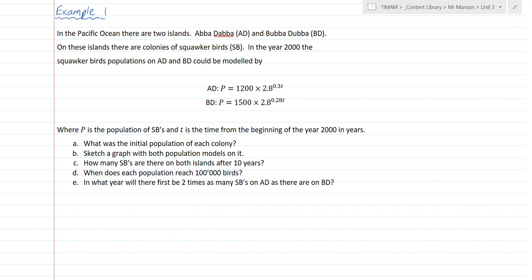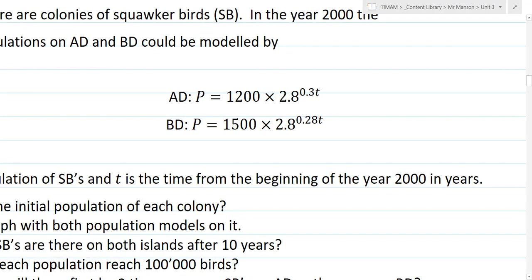And you'll note here, irrespective of what I just spoke to you about, these 2 models both have base 2.8, not base e. So if we're going to do some gradient calculations, we might transform that 2.8 to an e to the power of k, whatever that k is. 2.8 to the power of 0.3t and 2.8 to the power of 0.28t are the 2 populations respectively, and you can also see some initial values there as well.